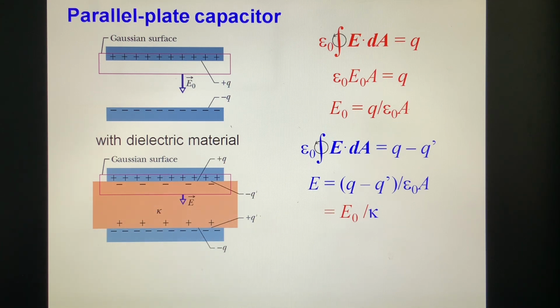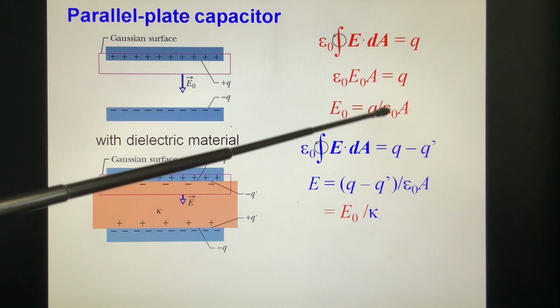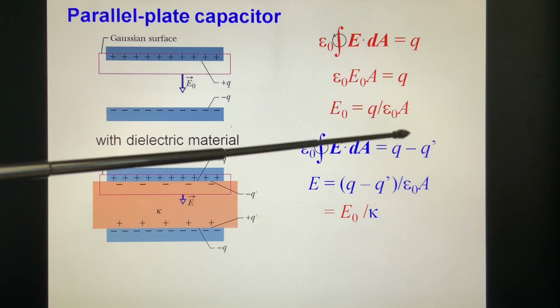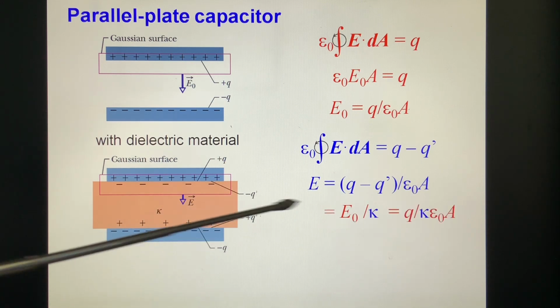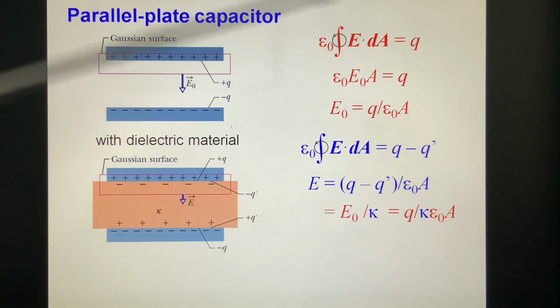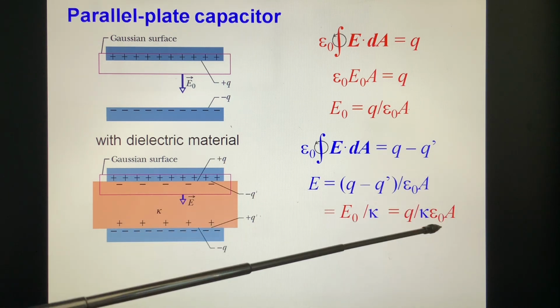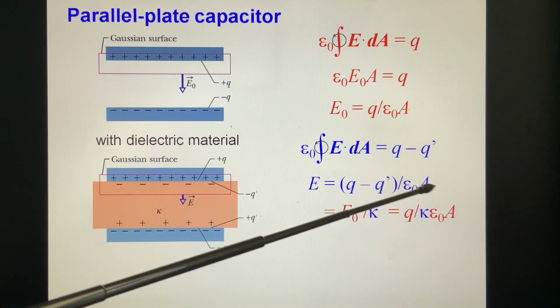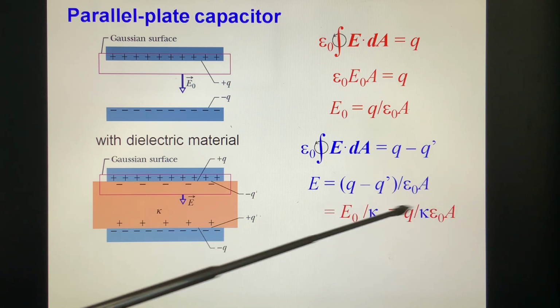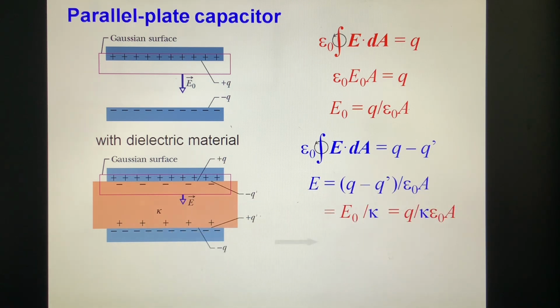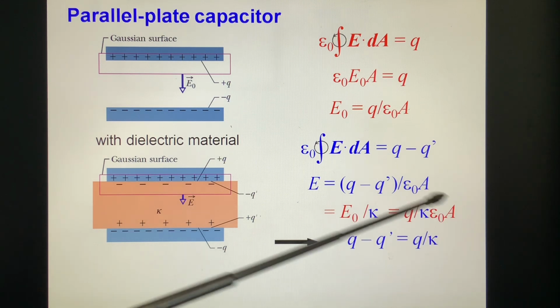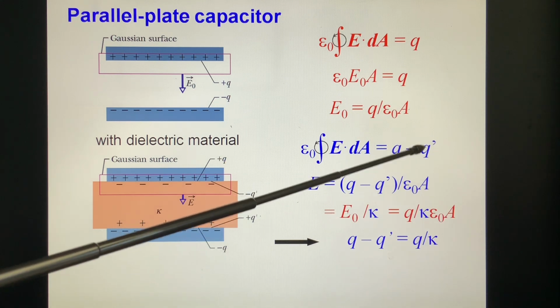What is E0? Now, we can find this without the dielectric material. It's Q over epsilon 0 A. And we write this one, Q over epsilon 0 A. Now, let's compare these two equations. Epsilon 0 A, epsilon 0 A. So Q minus Q prime equals Q over kappa.